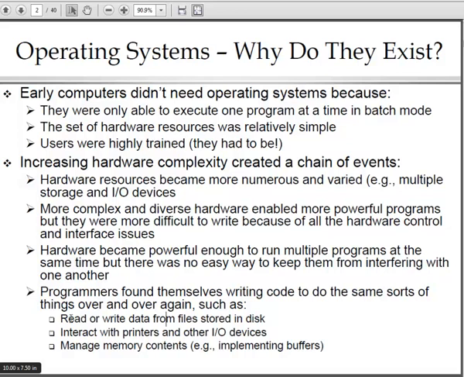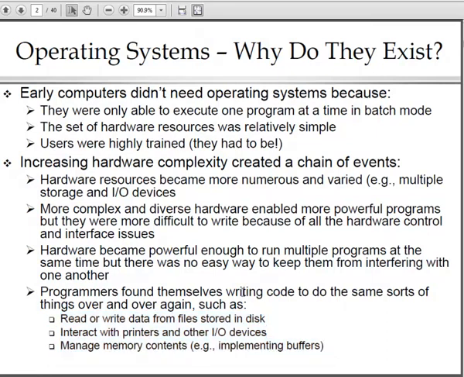That sort of code is exactly the same no matter what program I'm writing that reads from disk. So that same subroutine, if you want to think of it that way, or function, is in every single program, or in most programs, over and over again. And there's lots of examples of this: reading and writing files stored to disk, interacting with printers, or in the modern world, say, opening a window or resizing a window or dragging a window on a screen, managing memory contents, implementing buffers and caches to hold data on the way to and from I/O devices. These sorts of functions are used over and over again.